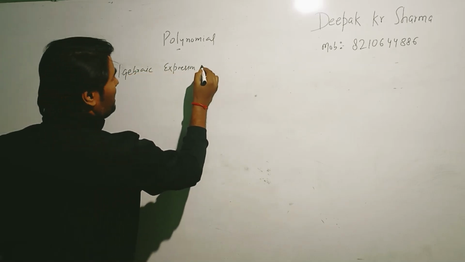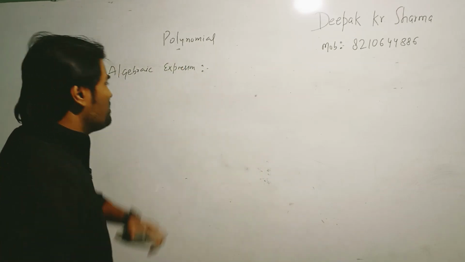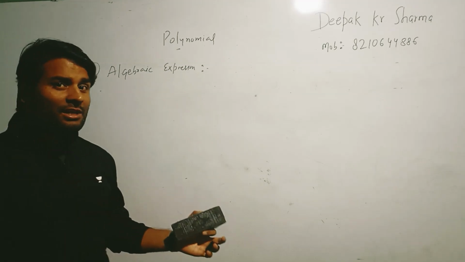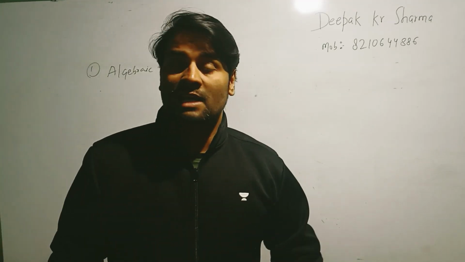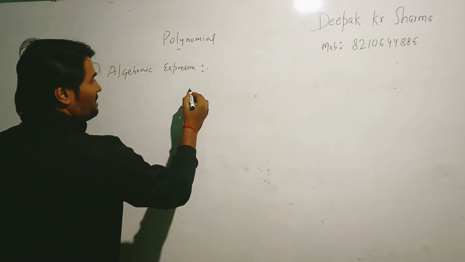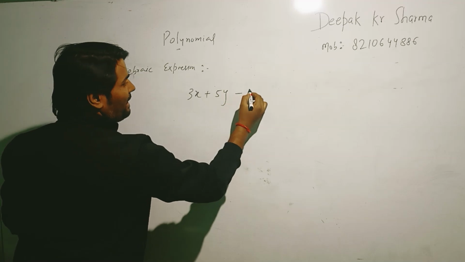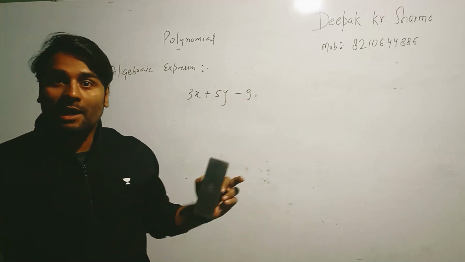Do you know what an algebraic expression is? Yes. An algebraic expression is basically a combination of some constants, some variables and mathematical operators. Let me give one example. Suppose I am writing 3x plus 5y minus 9. So this is the algebraic expression.